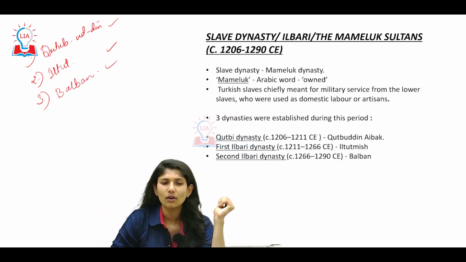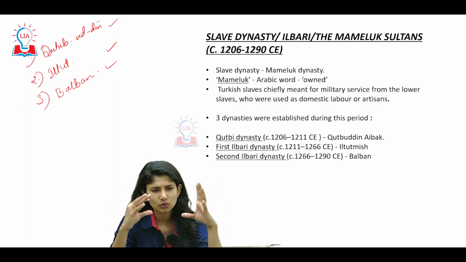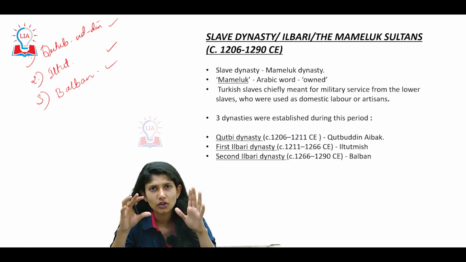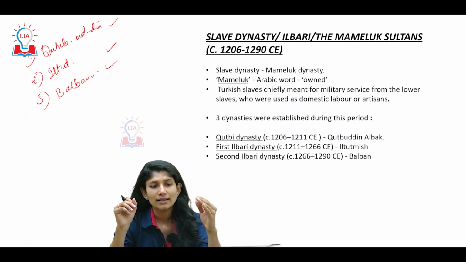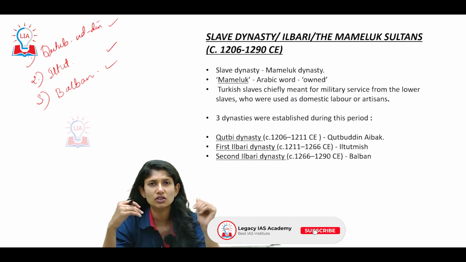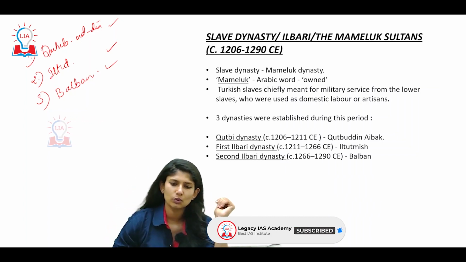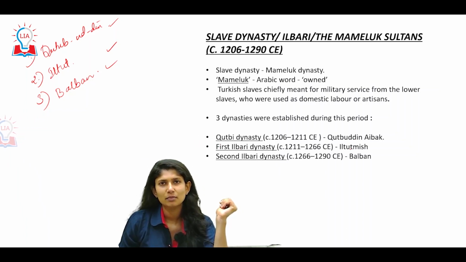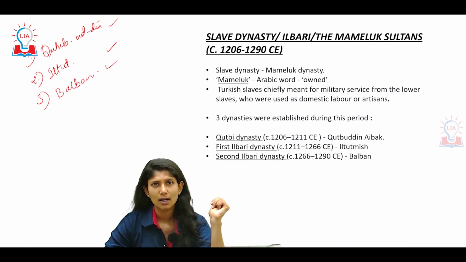All these rulers are under the slave dynasty only. They are all under the concept of your Delhi Sultanate only, but the approach of the slave dynasty rulers was very different from each other itself. There are different names. What are the names? Qutb dynasty, that is by your Qutb-ud-din Aibak. First Ilbari dynasty by your Iltutmish. Second Ilbari dynasty by your Balban.